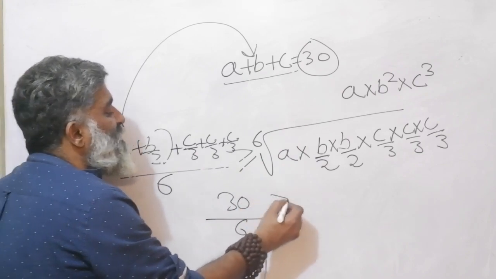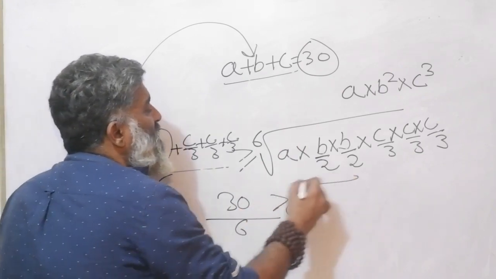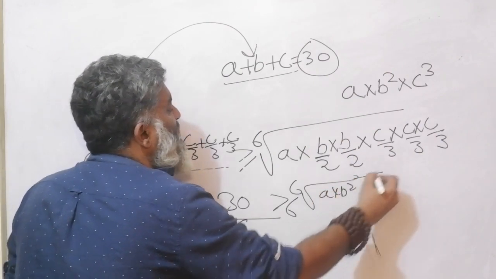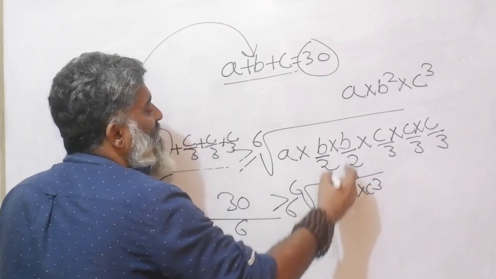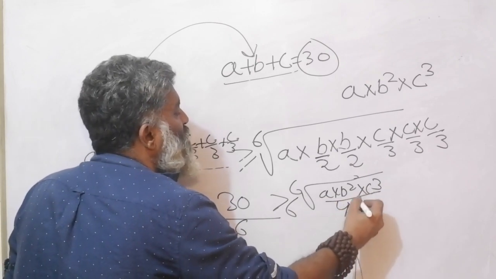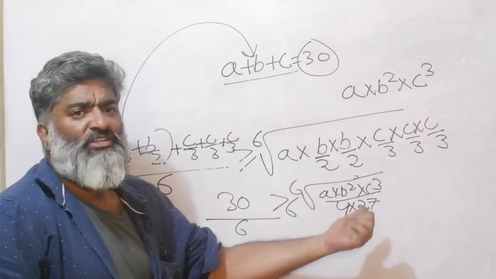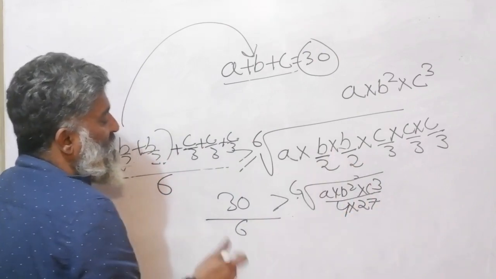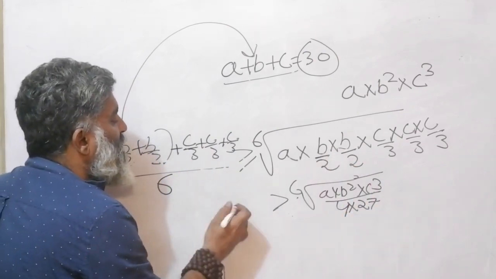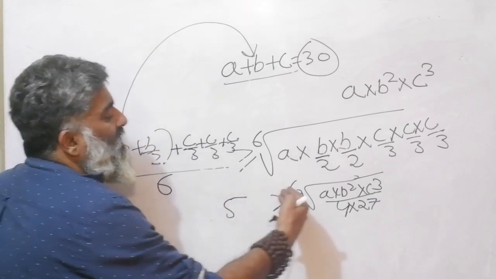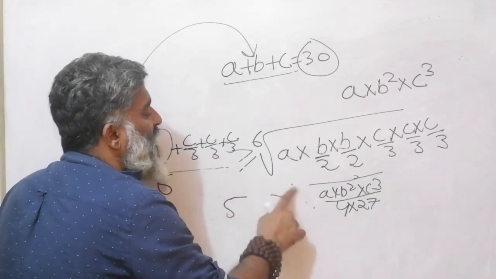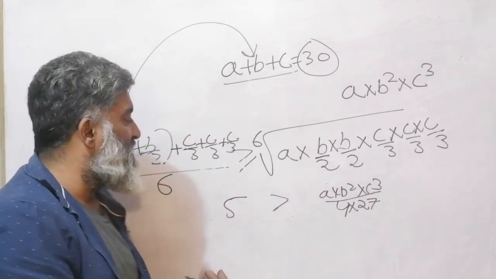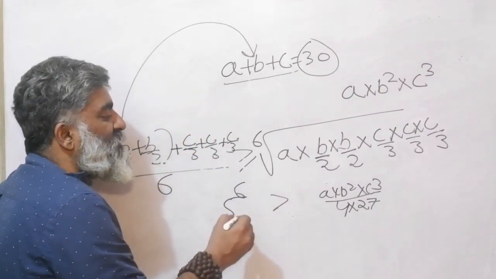30 divided by 6 is greater than or equal to the 6th root of a into b square into c cube, and I will also get a 4 into 27, which I'll adjust later. This is the 6th root of this expression. This is nothing but 5. There is a 6th root. Remove it. That means raise both sides of the equation to the power 6. So we will get 5 raised to 6 here.